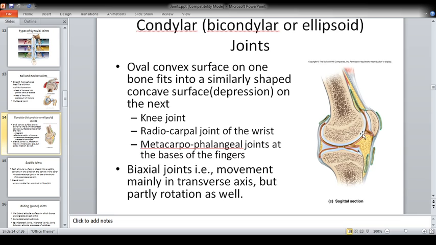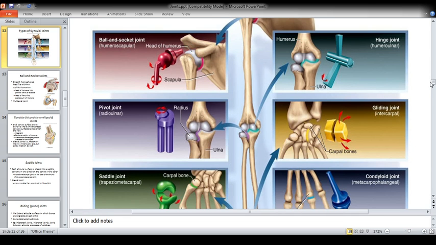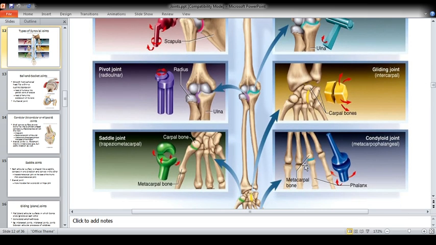So you can see this convex surface is binding on a concave surface here. Same would be present here. This convex surface of the metacarpophalangeal joint, this convex surface is fitting on a concave surface. This is an example of condyloid or condylar joint.